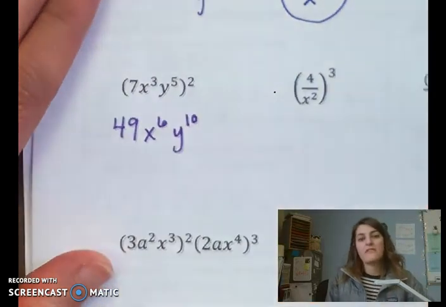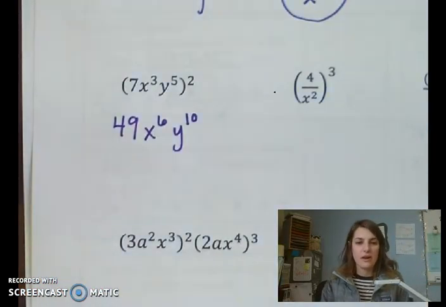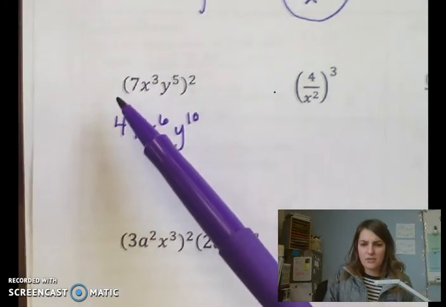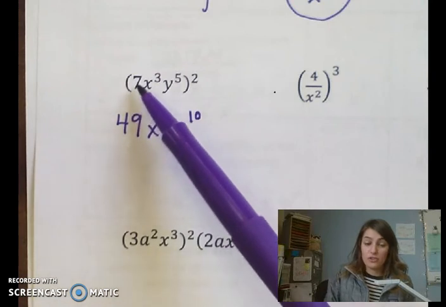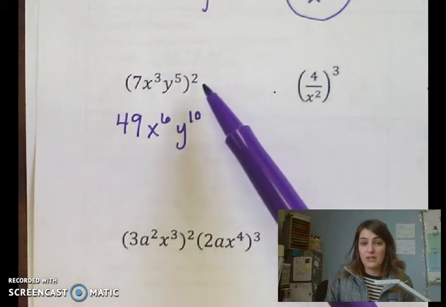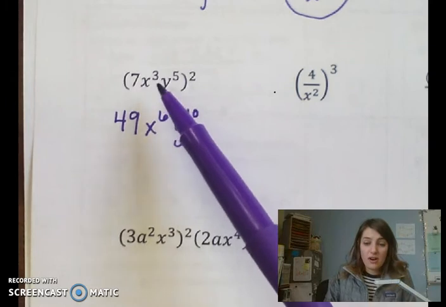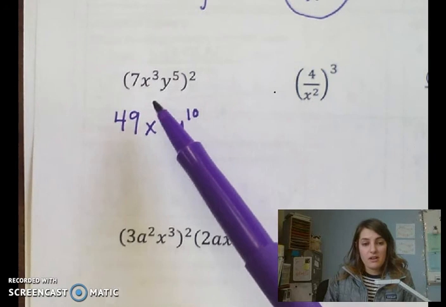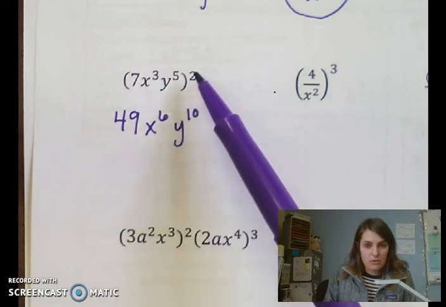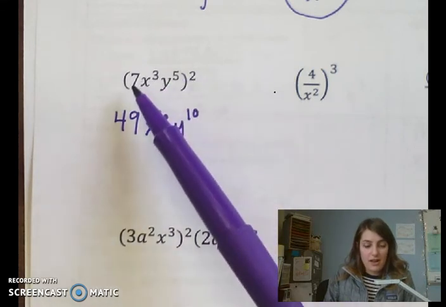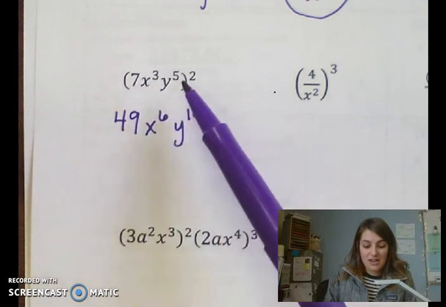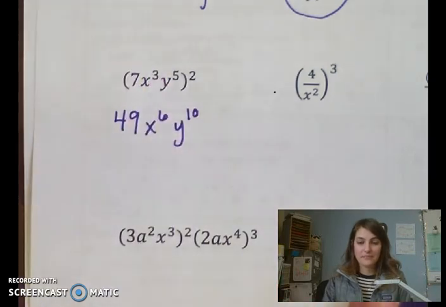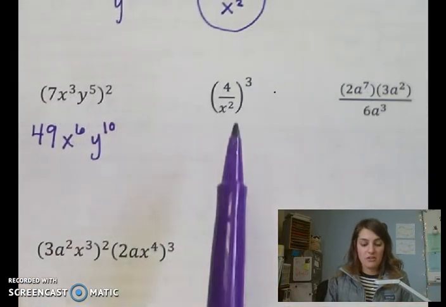So this is where you have to really switch gears when you're thinking about what it means to square something. Because squaring 7 means to multiply 7 times 7. Do not multiply 7 times 2. But yet for these exponents, you are going to multiply 3 times 2 and 5 times 2. So be very careful when thinking through an exponent being applied to a regular number and an exponent being applied to another exponent, because it works totally differently.